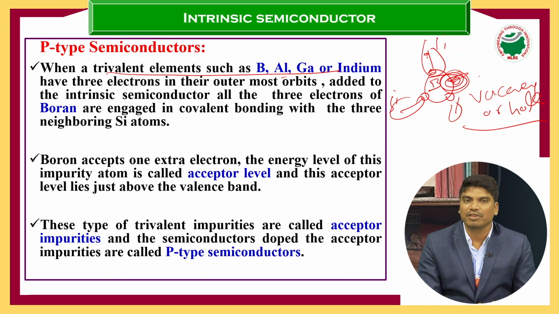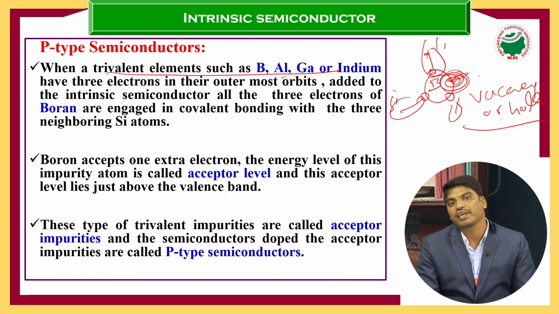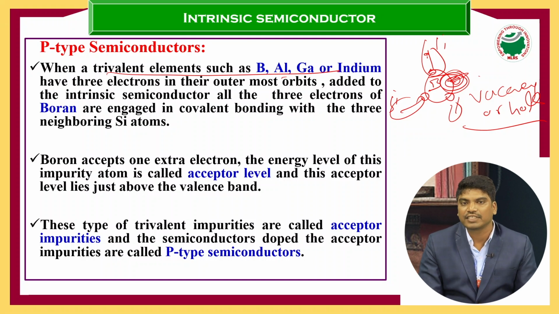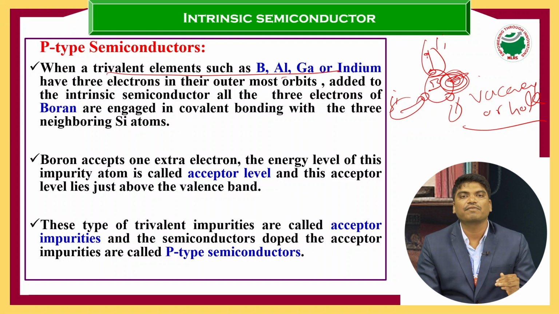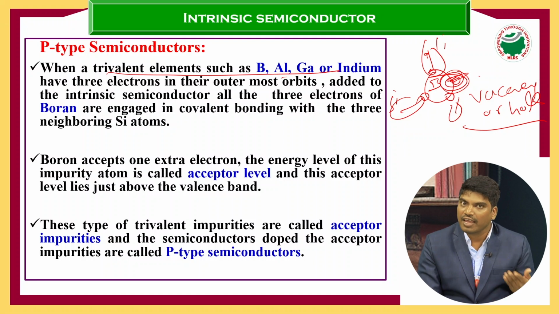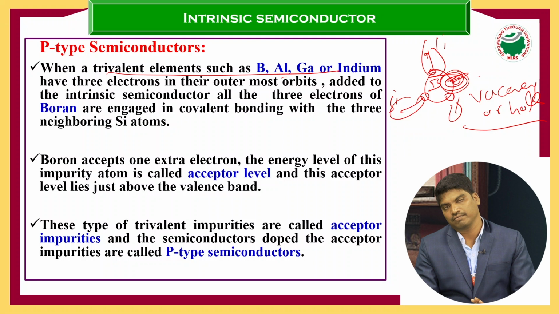Whether it is a vacancy or an excess electron, both are reasons for the flow of current in the material. The definition of current is the flow of charge carriers. The charge carrier may be an electron or it may be a hole.